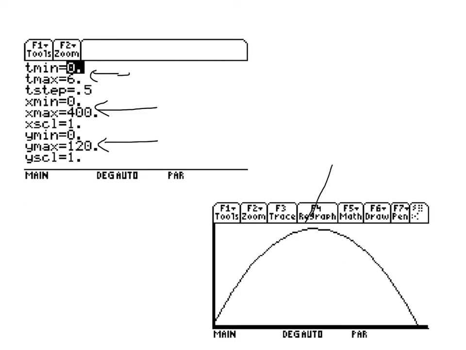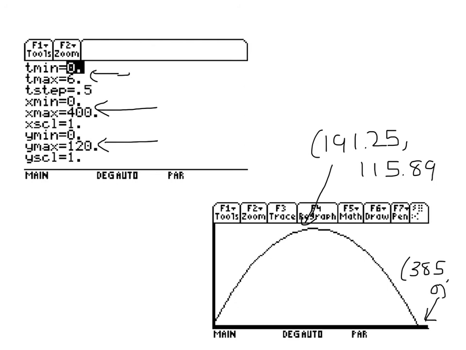We can label the points. X was 191.25 downfield when it reached its maximum height of 115.89, and then it hit the ground at 385 and 0. The functional graphs really help us in setting up that parametric graph.